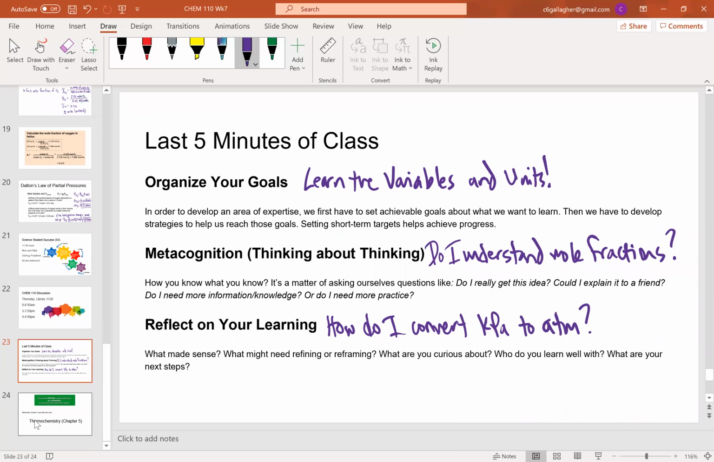And then in your last minutes of class, we want to organize our goals. So for example, a great goal would be to learn the variables and their respective units. We want to incorporate metacognition. This is thinking about our thinking. So do I understand mole fractions? Do you understand how to solve for mole fractions? And then reflect on your learning. How do I convert kilopascals to atmospheres?